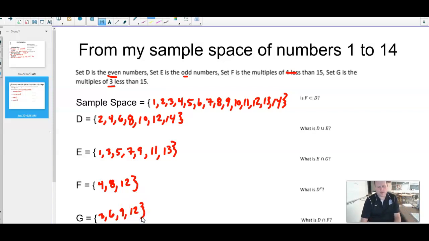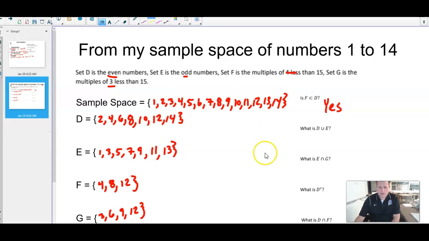And then I can ask those same questions that I did on the previous one. First one here: is F a subset of D? What I'm looking for is whether all the objects in F, so 4, 8, and 12, are part of D. This would be a yes, because every single one of them is part of D.